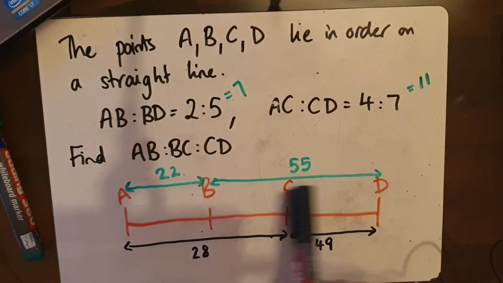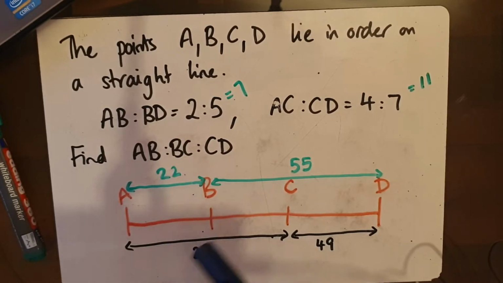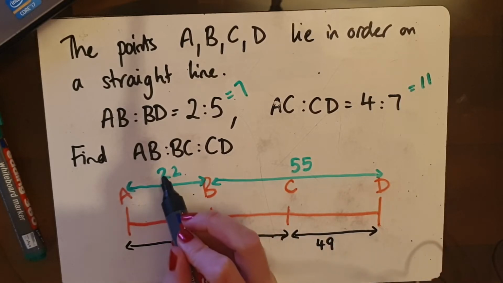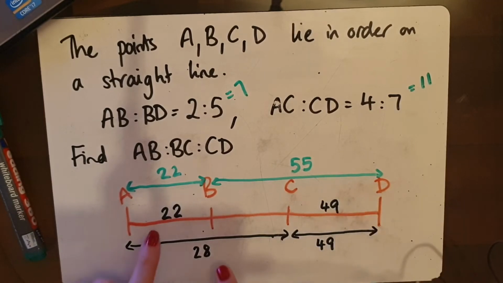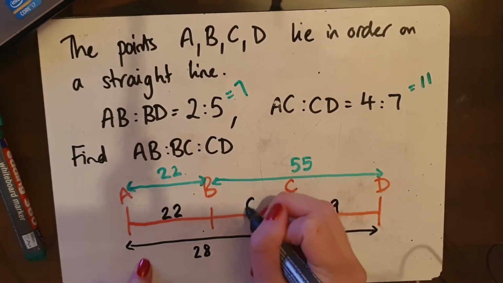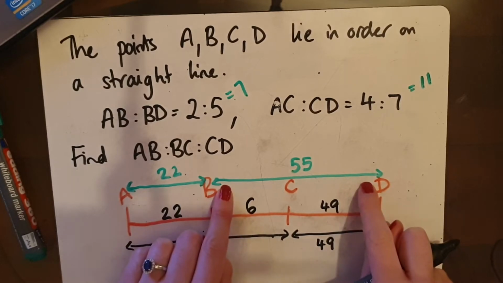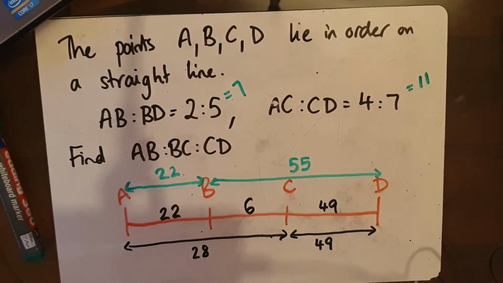Now, this line is 77 parts, and this line is 77 parts. So now I can compare the different sections. This section here is 49 parts. This section here is 22 parts, so I'm going to write those in. If I take the 22 away from this 28, that implies that this part is 6. I'm going to double check it here. If I take this 49 away from this 55, I've still got 6. So that looks correct to me.